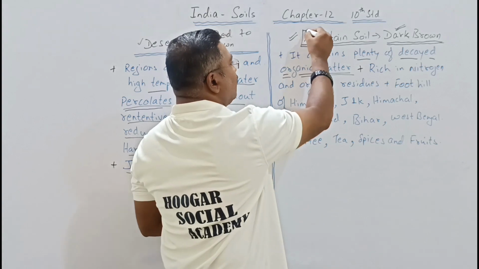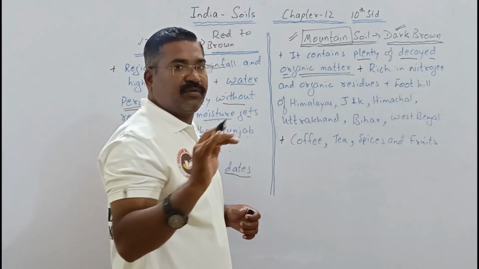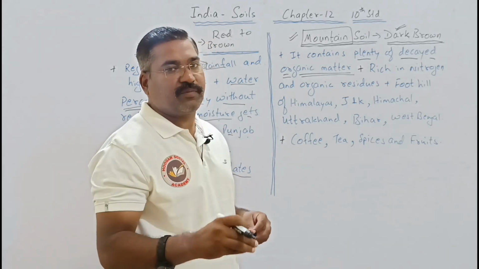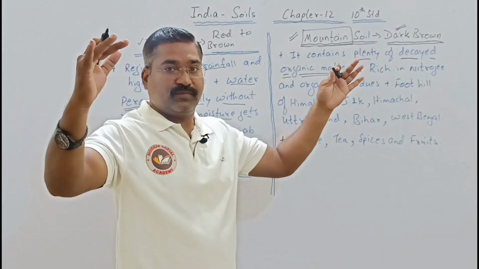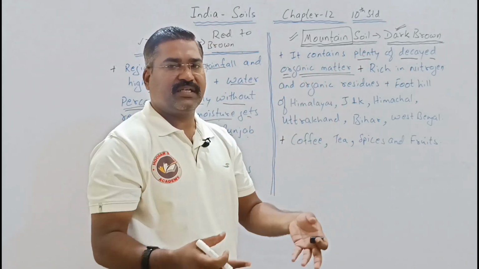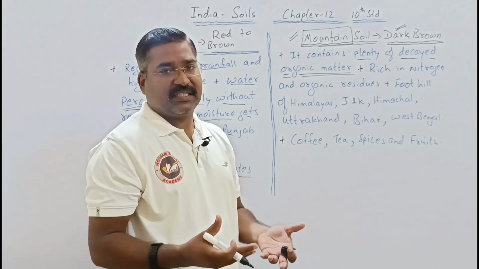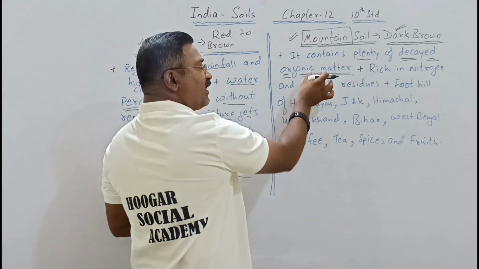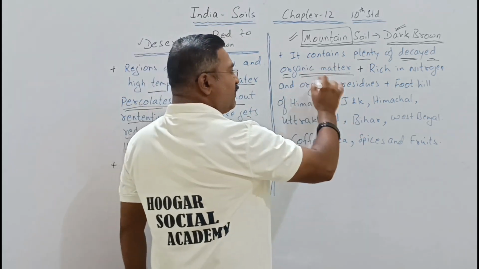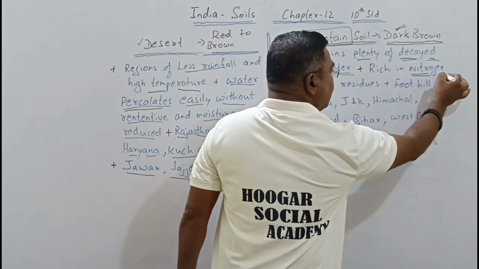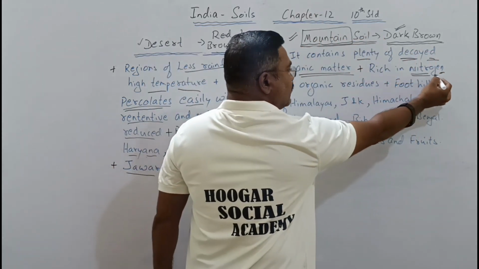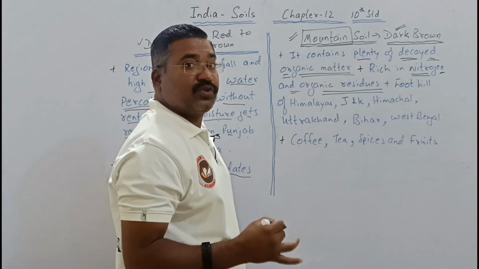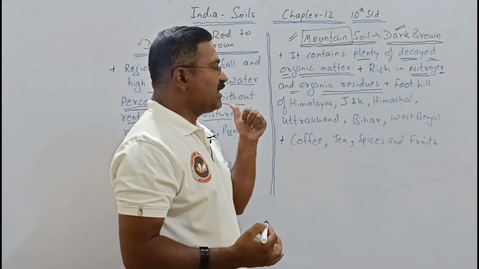Because this is the mountain, almost forest. When there is forest, definitely there will be huge amounts of plants, small to big. When they die, or the leaves of the trees fall, they convert into decayed matter. This decayed organic matter is mixed in the soil. So when it mixes in the soil, the soil becomes very rich. Mountain soil is rich in nitrogen. Organic residues are present there, so there are high minerals in mountain soil.